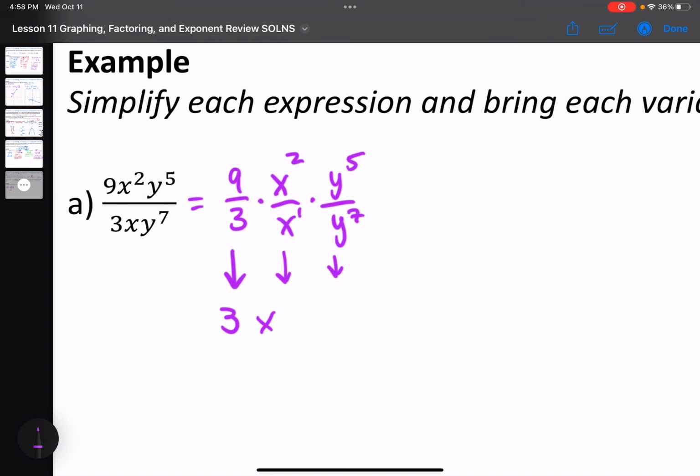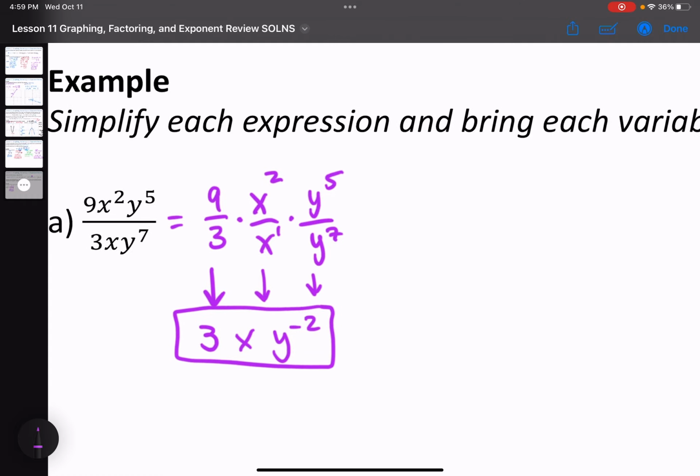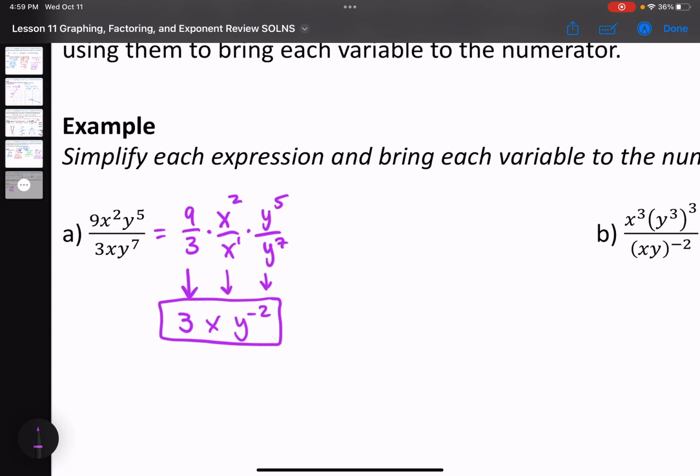And lastly, I would end up with y to the 5th divided by y to the 7th. If I subtract the exponents, I'm going to end up with y to the power of negative 2. Now, this would be our answer in this case, because in our previous lesson, we tried to make any negative exponent positive, which is a good skill to practice, but today we're bringing everything in the numerator, so we leave our answer just like this, because everything is in the numerator.